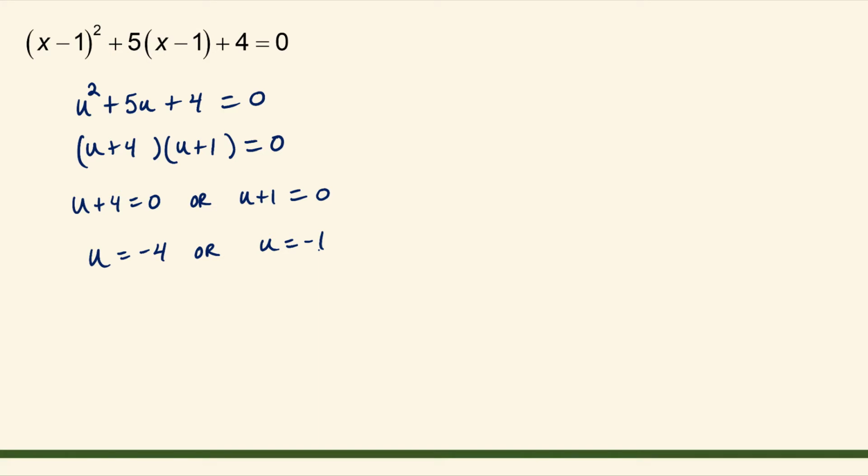We're not finished yet. We solved the quadratic equation in terms of u. However, we need to solve the original equation in terms of x. So now we need to unsubstitute. Recall that u was equal to x minus 1. So now we remove the u's and replace them with the quantity x minus 1. Substituting x minus 1 back in for u now gives us x minus 1 is equal to negative 4, or x minus 1 is equal to negative 1.